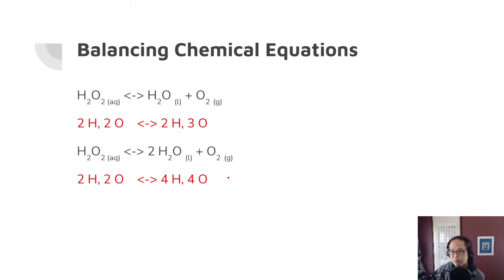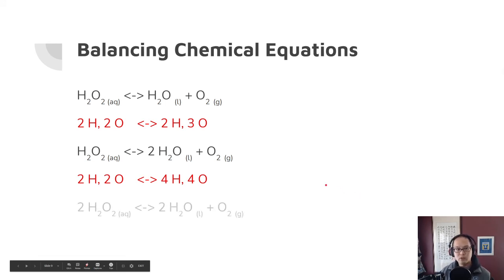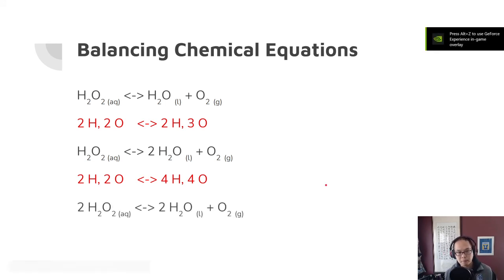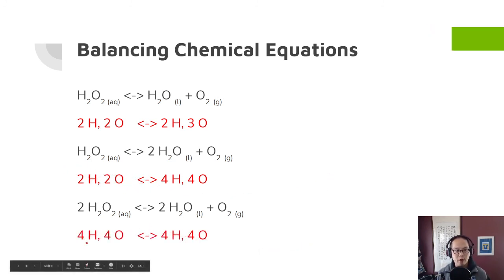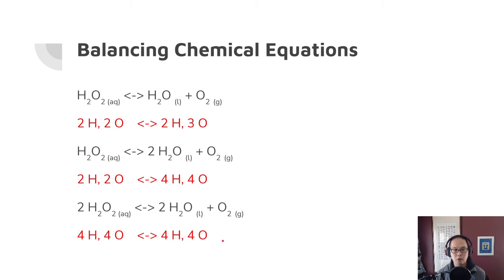At this point, it should be pretty clear what coefficient, what number do I need to put in front of H2O2 to balance this equation now? That's right. If I just put a 2 in front of H2O2, that's going to double my numbers of H's and O's, and I'm going to be all set. I have 4 H's, 4 O's on one side, 4 H's, 4 O's on the other side. It's balanced. So let me double check.